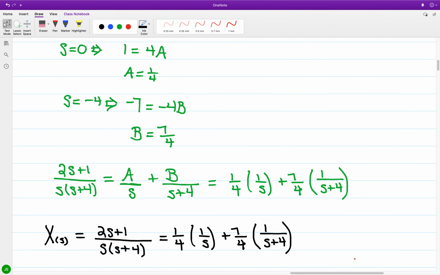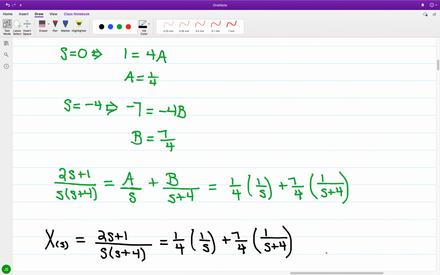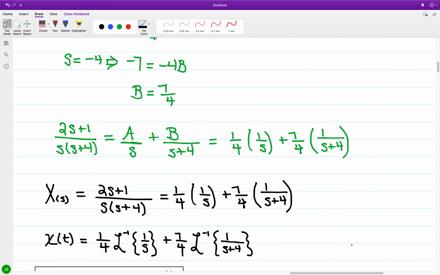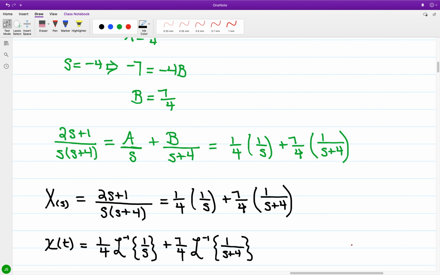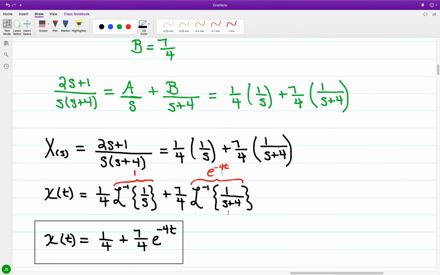So we have for the Laplace transform X of s this statement, and in solving for x of t, I'm going to take the inverse Laplace transform of this expression. With 1/4 the inverse Laplace transform of 1 over s, I have 1/4 times 1, and for the inverse Laplace transform of the reciprocal of s plus 4, this will be e to the negative 4t. And so in the follow through, we come out to x equal to 1/4 plus 7/4 of e to the negative 4t.